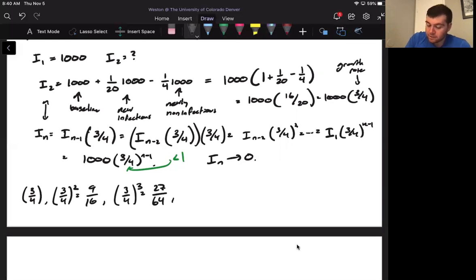And you can just keep carrying this on. 3/4 to the 4th is 81 over 64 times 4, which is 256, which is less than 1/3. And we keep continuing this. And so that tells us that the number we have infected on day n keeps getting closer and closer to 0, which means that the virus is going to go away.